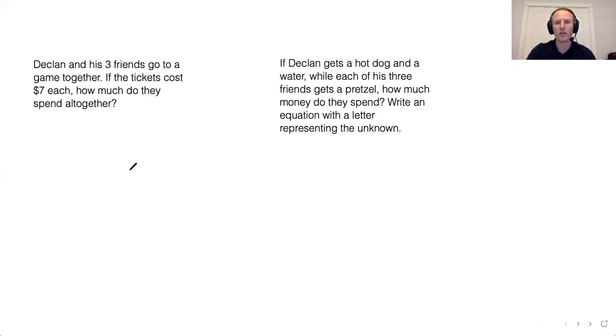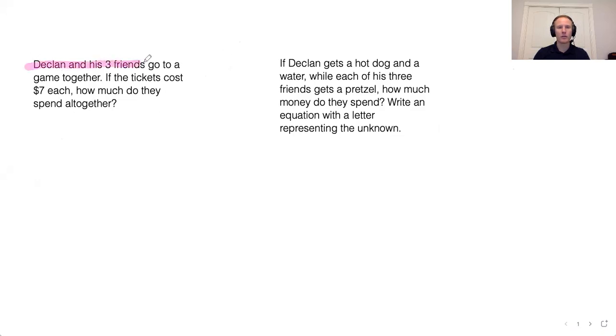It says Declan and his 3 friends go to a game together. If the tickets cost $7 each, how much do they spend altogether? With that, you should write an equation. Usually an assessment will ask you for that. Now, the key to this is the first line.